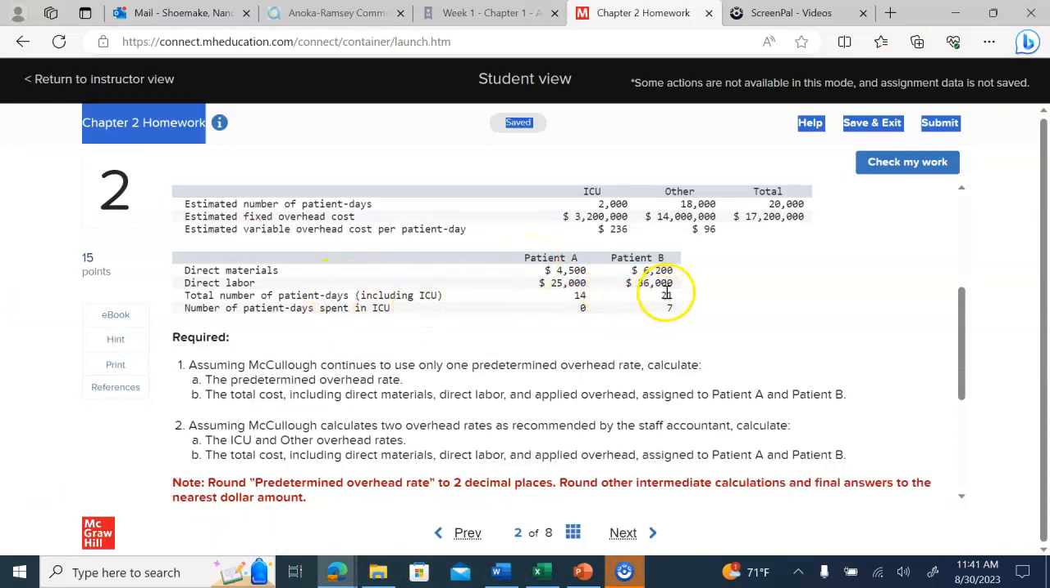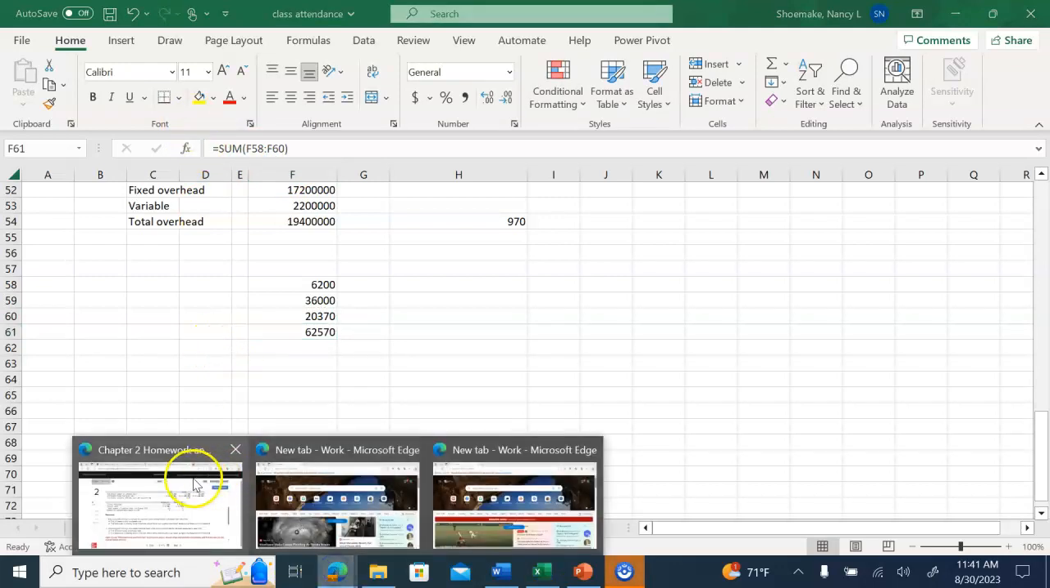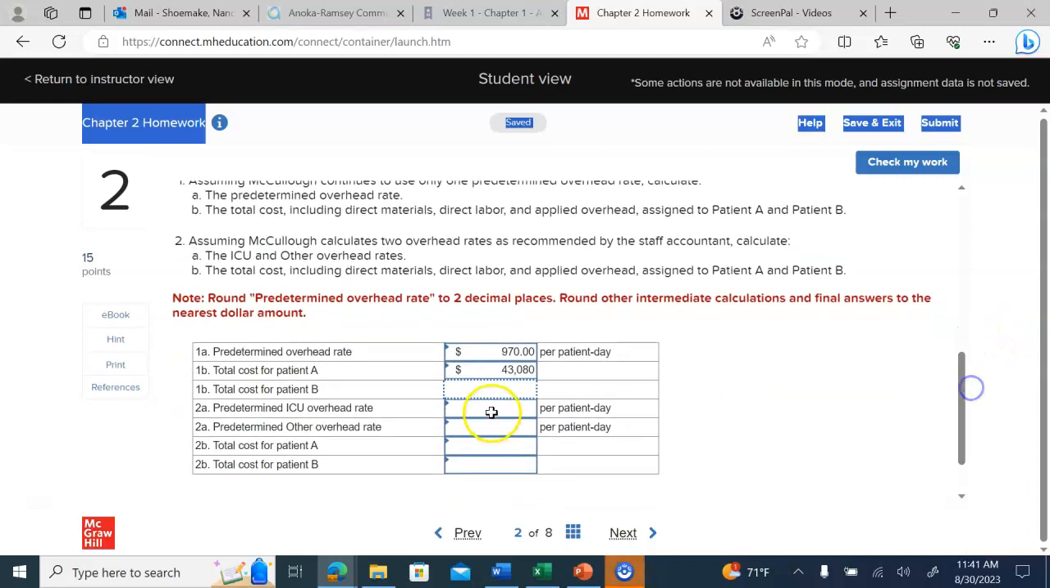Oh, this includes ICU, guys. The 21 days includes ICU. I'm sorry, I didn't pay attention. So this amount would be 62,570 for patient B. Do you see the 21 says total number of patient days including ICU? So this is 62,570.